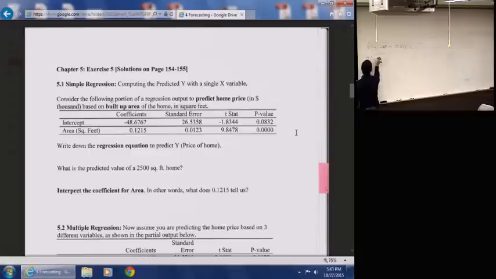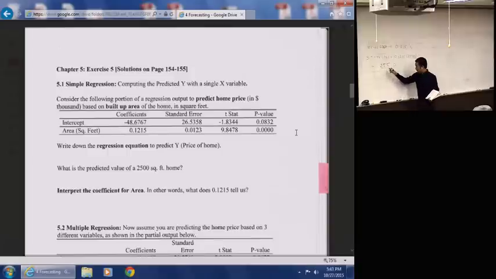So you get y equals minus 48.6767 plus 0.1215 multiplied by 2,500. Okay, and what's the value of it? 255.07-ish. Okay, so there you get the price, right? The price of the house in $1,000. So for a 2,500 square feet house, the predicted price is going to be $255,000. That makes sense, okay?